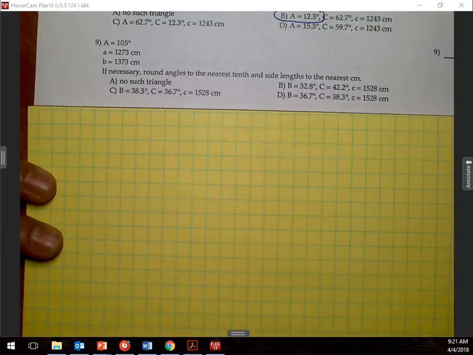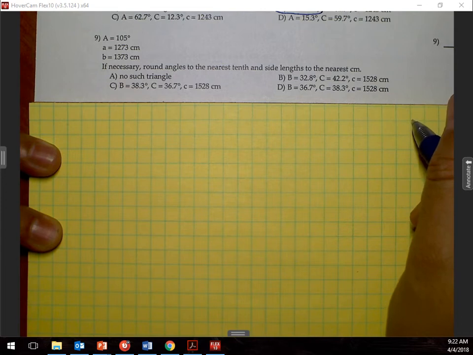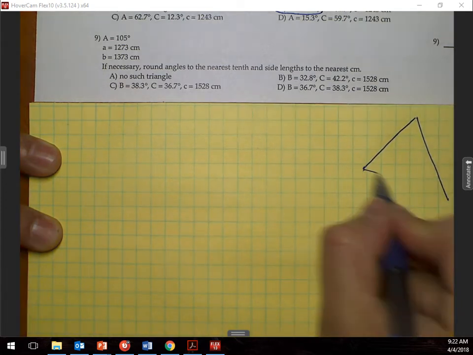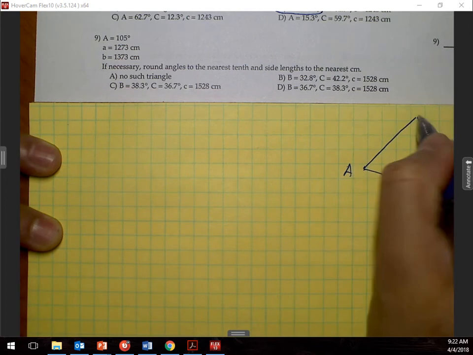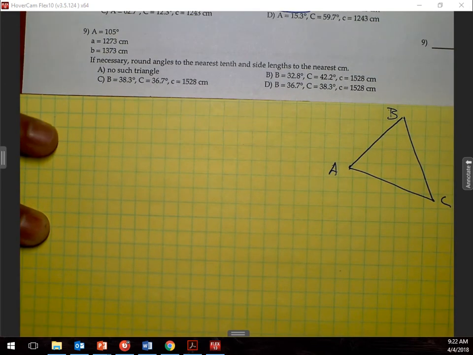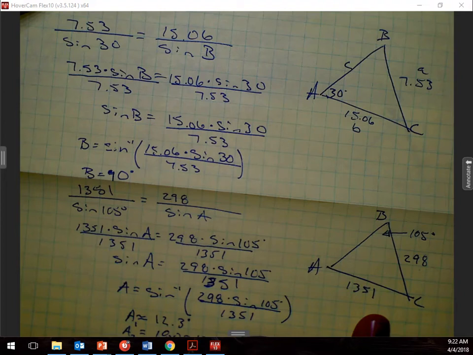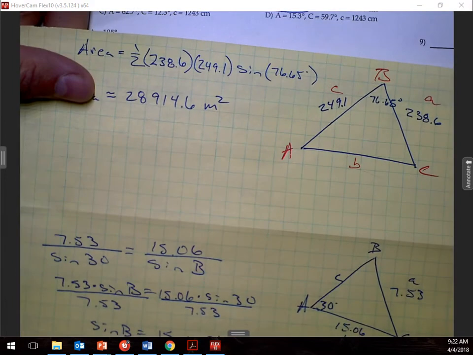All right, number 9. Same thing. Draw a triangle. You're switching it up. No, I'm not. You're on a weird triangle. They're all weird. Look, it's the same as my last one too. Look, ABC, ABC, ABC.